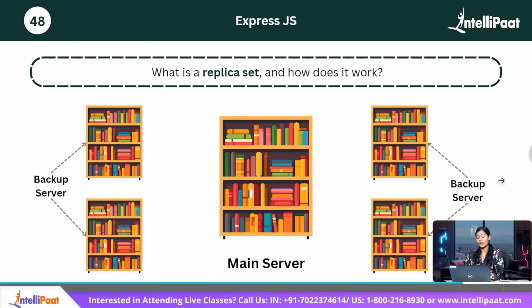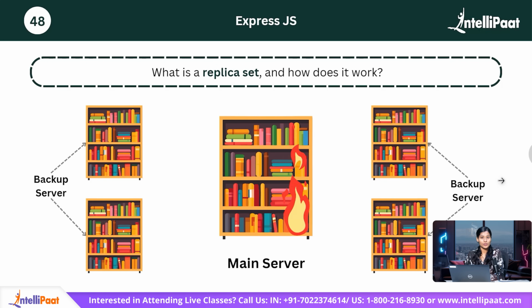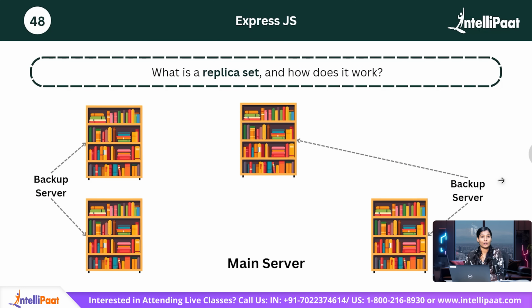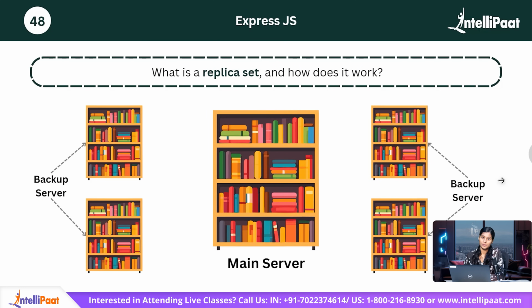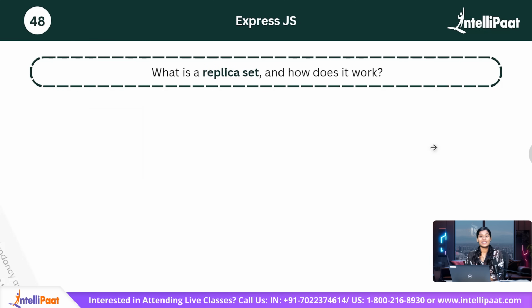Now, if something were to happen to your main book server, it will be replaced by one of your backup servers, right? That's what backup servers are for. And then your backup server will be replaced by another copy of backup servers. This is how a replica set works.